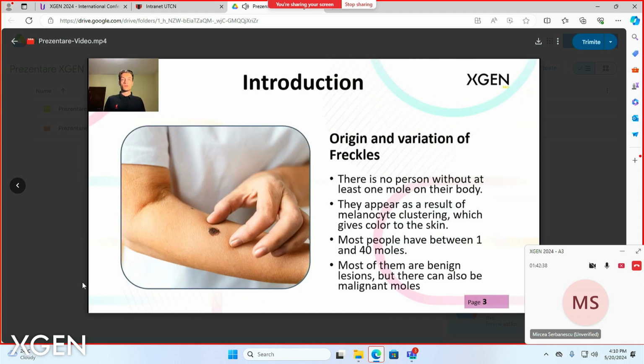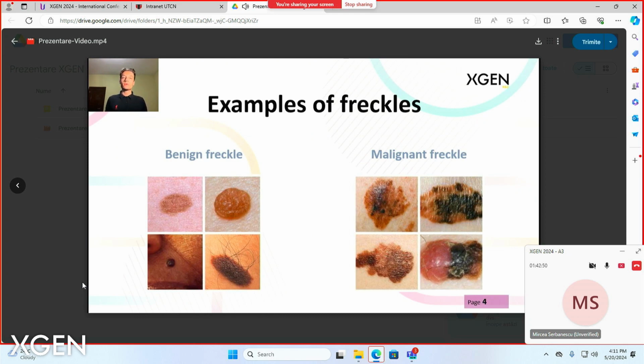Not every asymmetrical mole is a cancerous one, however, the presence of an asymmetrical mole on the skin poses a higher risk of skin cancer. On the screen, you can see some examples of benign freckles and malignant ones. The difference is pretty clear, as stated before.